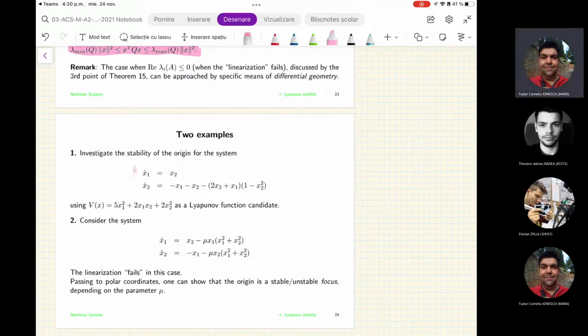This example first. Sorry. This example first. Okay. This example where you have this V, and usually it's nice to check this is a Lyapunov candidate function. And the second case is this guy, which you remember from the last time.